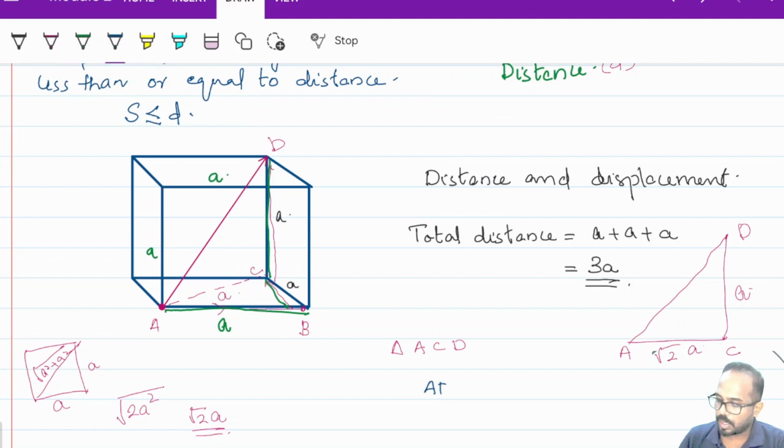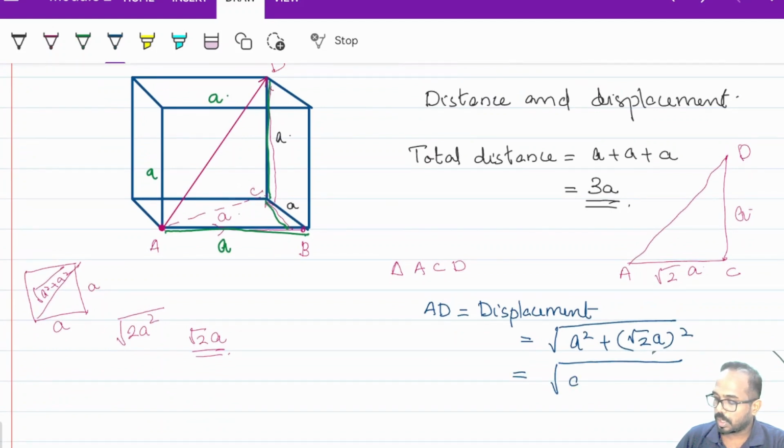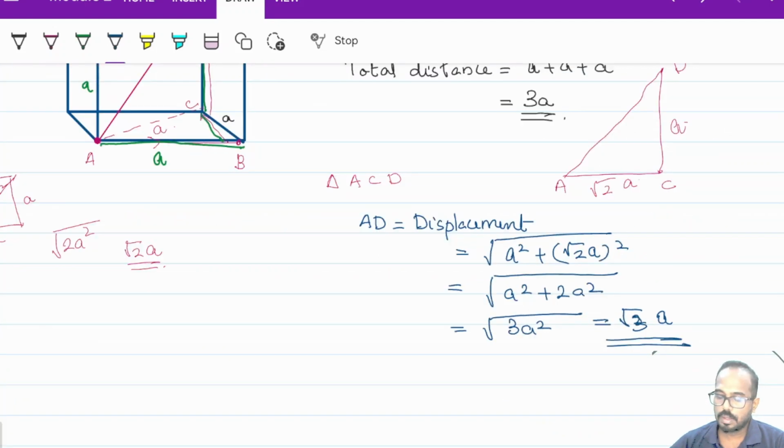So AD will be the displacement, which is equal to root of A square plus this AC side, root 2 times A, the whole square. So which is equal to root of A square plus 2A square, which is equal to root of 3A square. So what is the displacement? Root 3 times A. This is the answer. With this example, you can clearly differentiate between distance and displacement. Correct?